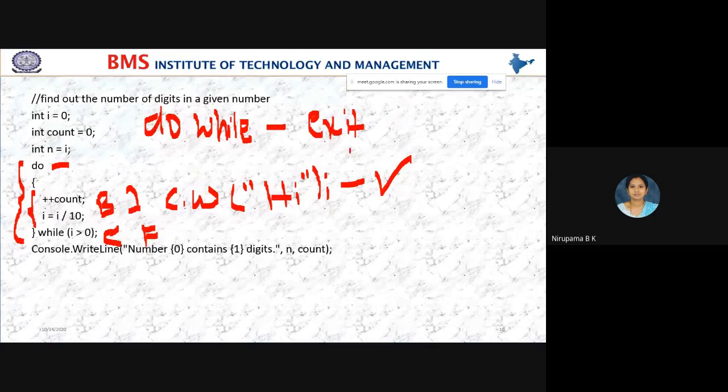So this do while statement is called an exit control loop. Why? Because this is the entry of the loop and this is the exit of the loop. During the exit of the loop, the condition will be tested. So this is an exit control loop.